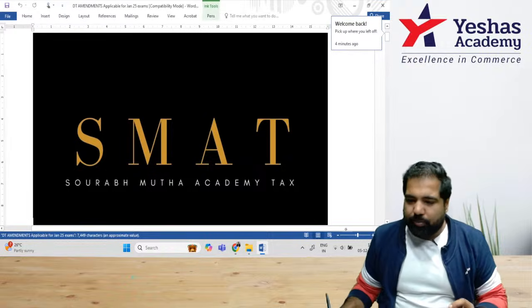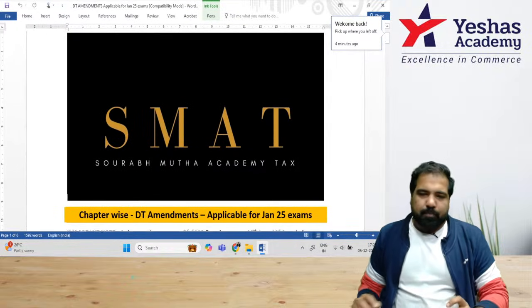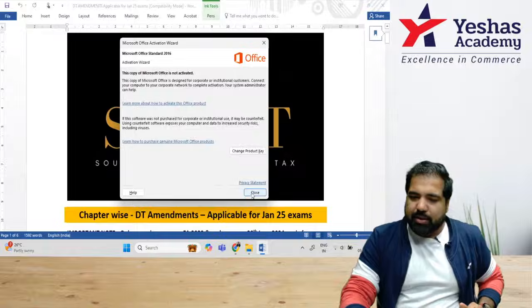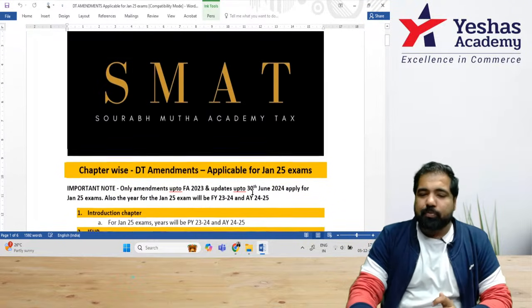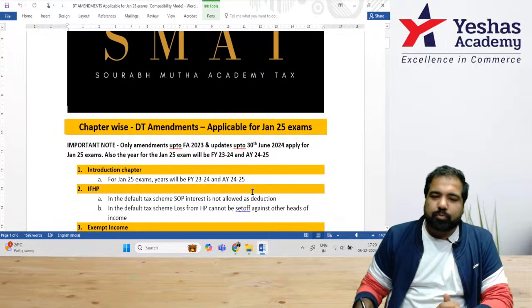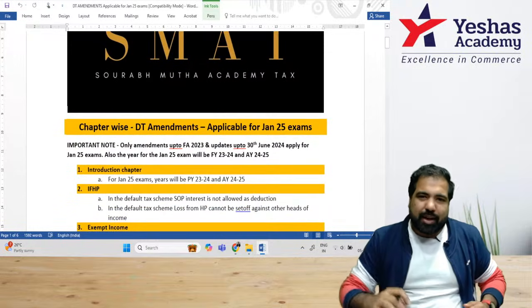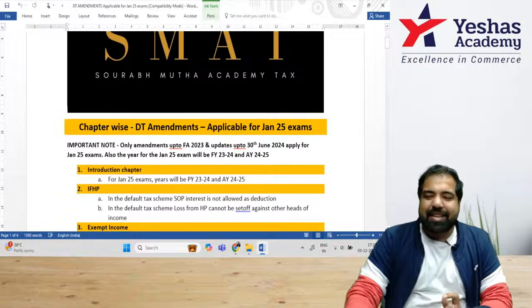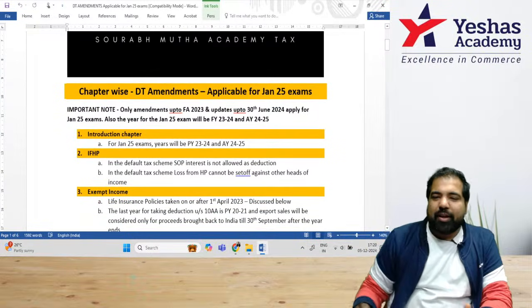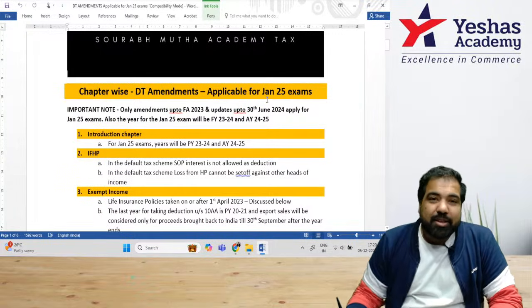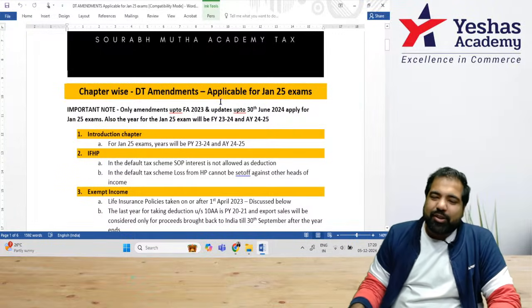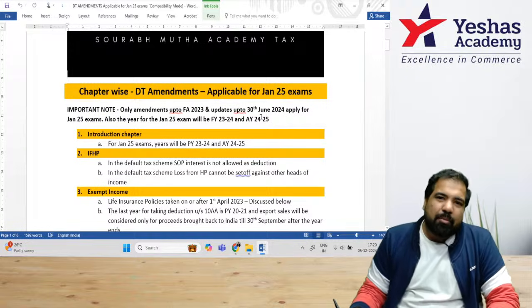I will be sharing all the pages that you're seeing here, guys. This is the DT amendment, and just so that it's very, very easy for all of you, I made it chapter wise. The same way that we have solved it in class, the same way those chapters are flowing here. Let me introduce you. These are the DT amendments for Jan 25 exams. That means your exam.